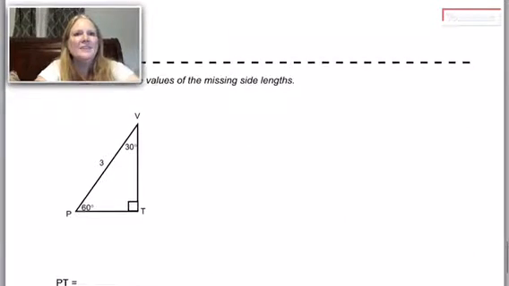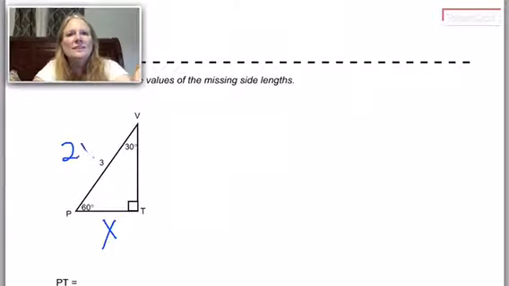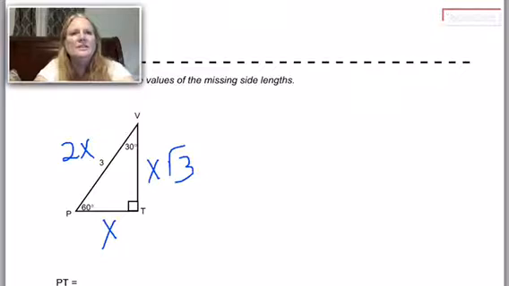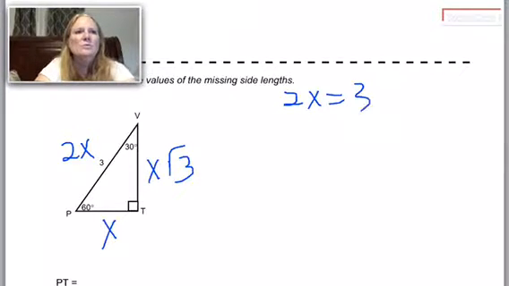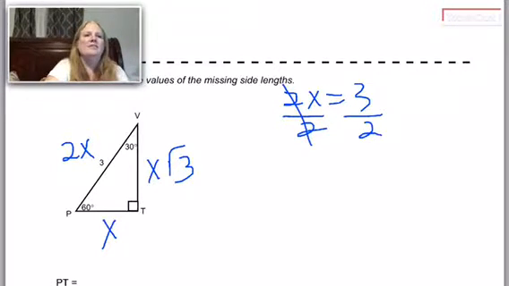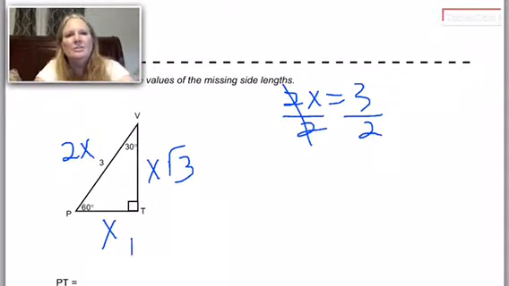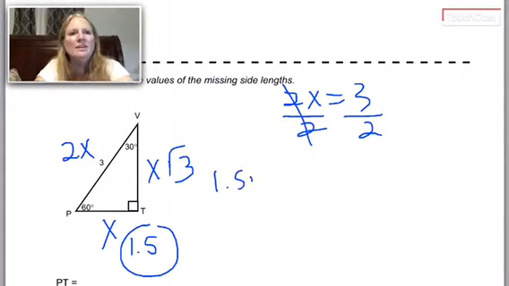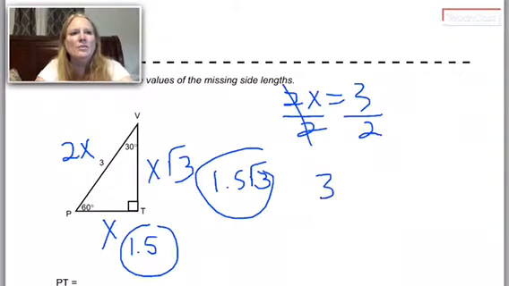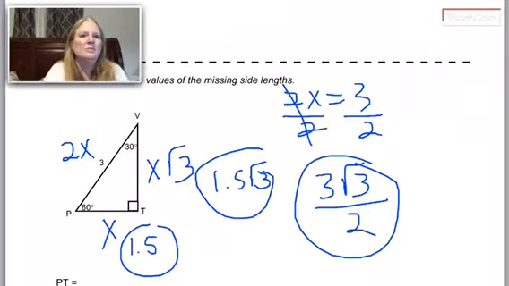Okay, last one. x, 2x, x to the square root of 3. If 2x is equal to 3, x is equal to 3/2 or 1.5. You could write it either way. You could say 1.5 here or 3/2, and then VT will be 1.5 square root of 3, or 3 times the square root of 3 over 2. Either of those answers would be acceptable.